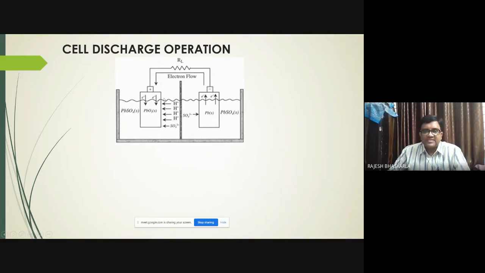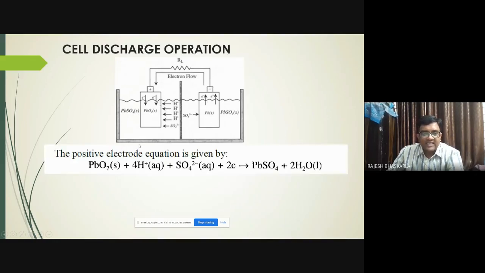Okay, so this is what happens in a lead acid battery during discharge. Now if you observe the reactions at the positive electrode, what is happening? Lead oxide is reacting with 4H+ and SO4 2- and with 2 electrons. That means, where are these electrons coming from? These electrons are coming from the motor through the external conductor.